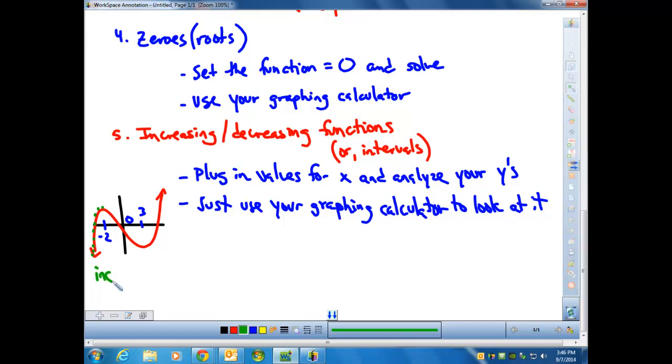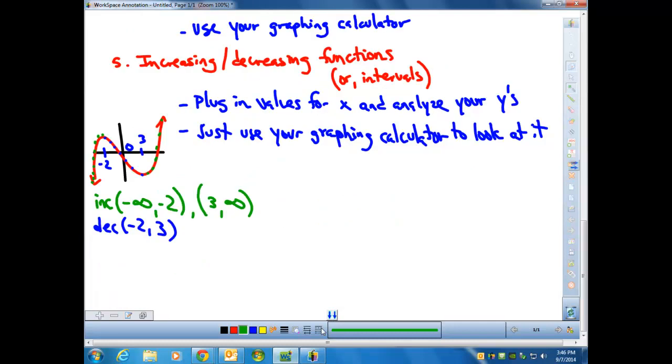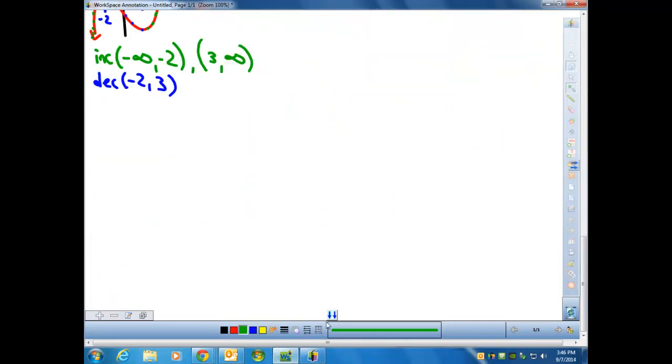Alright, so we always write it as an interval in terms of its x values. And then once it gets to negative 2, it hits that peak and it comes back down, so now it's decreasing from negative 2 to positive 3. And then at that spot, when it hits that low point, it goes back up, so it's increasing from 3 to positive infinity. That's how you would write those increasing and decreasing intervals. Pretty straightforward. I wouldn't think it's the hardest thing of our 6 features here.